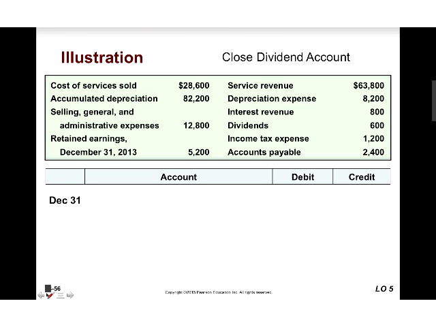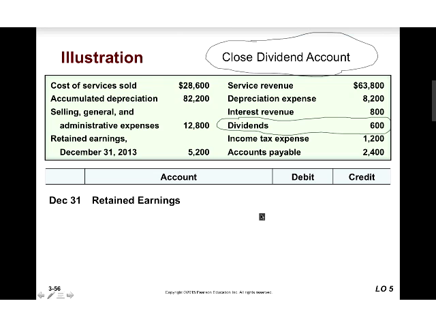So to close our dividend account, we have to identify our dividends, and they're given to us right here. We have dividends of $600. So how we close that is we're going to credit dividends and debit retained earnings. And that's always the way the dividend closing entry goes. We debit retained earnings, credit dividends. And now we have done the 3 closing entries. We're not done with this illustration, but those are the 3 closing entries. That's just like that, straightforward like that.